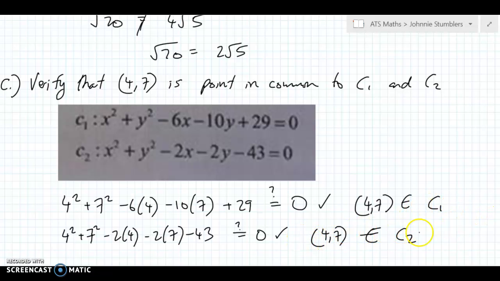So therefore (4, 7) is common to both C1 and C2.